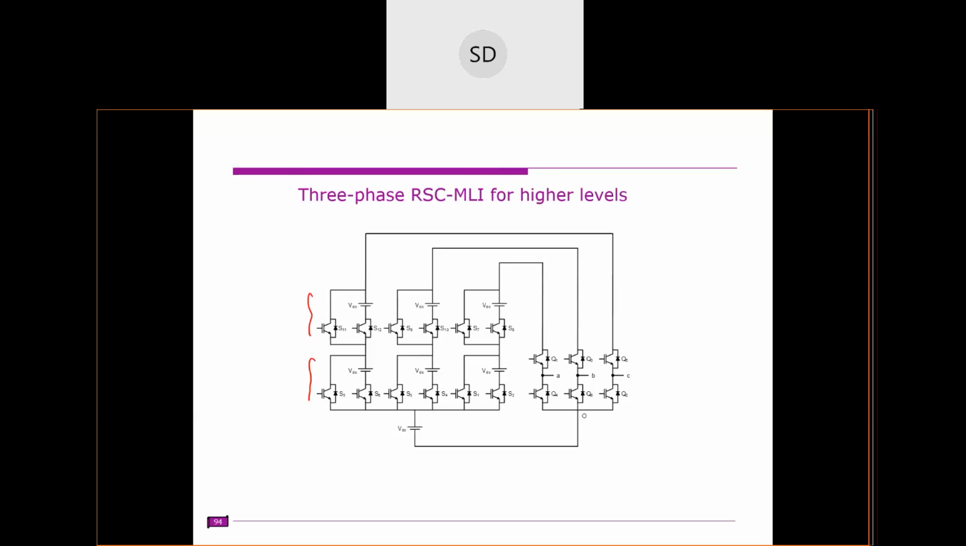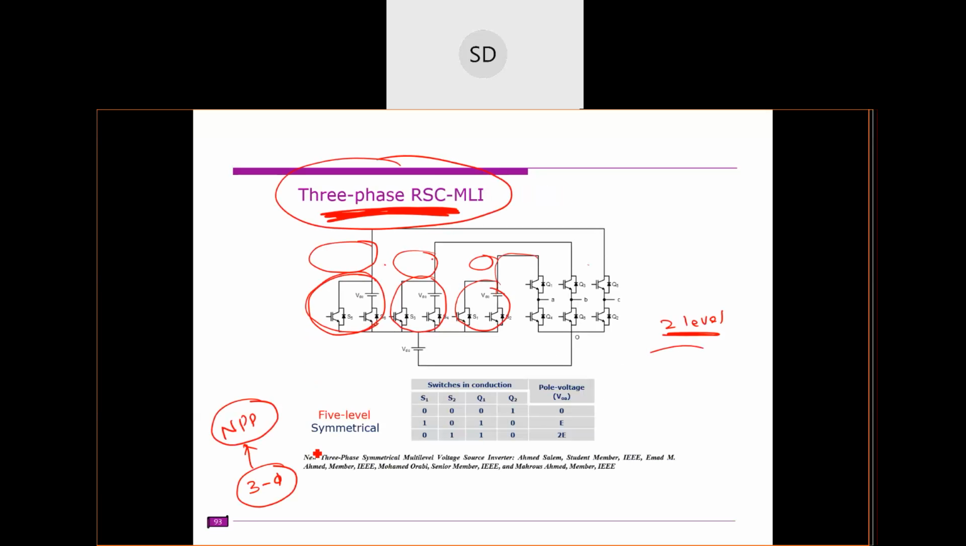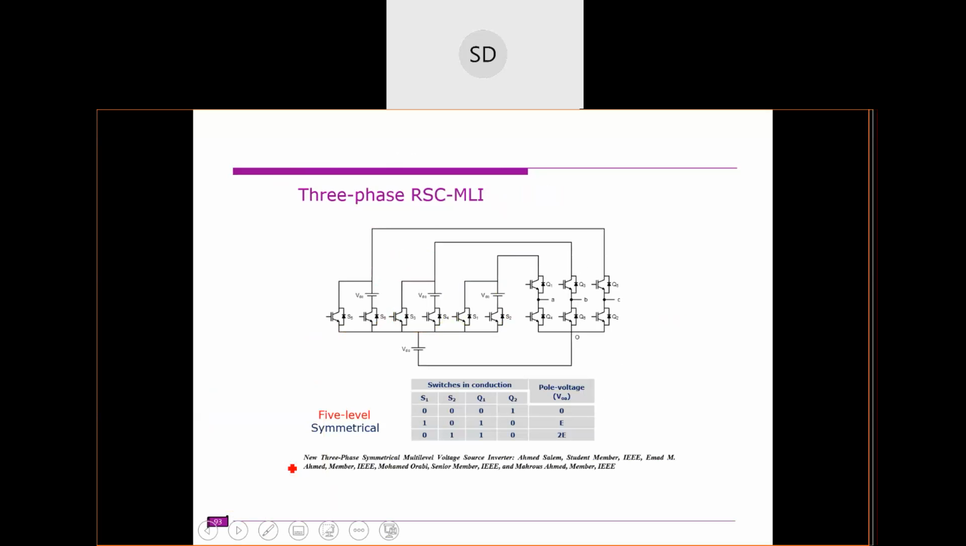Clear. So this is one topology. It is directly extended from a 2-level inverter. So we have these voltages. We assume that this is the voltage, and this is A and 0 we are measuring. These are the switches we need to turn on. This will produce 3 levels: 0 level, E level and 2E level.